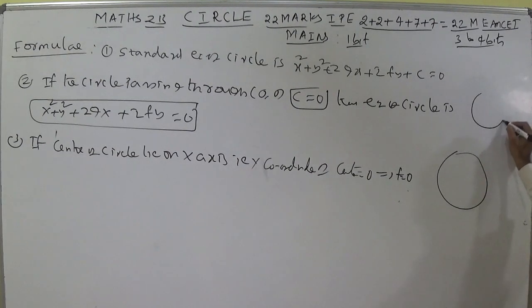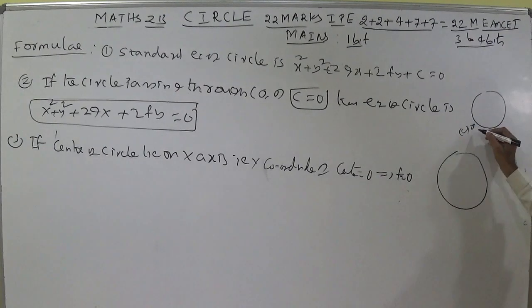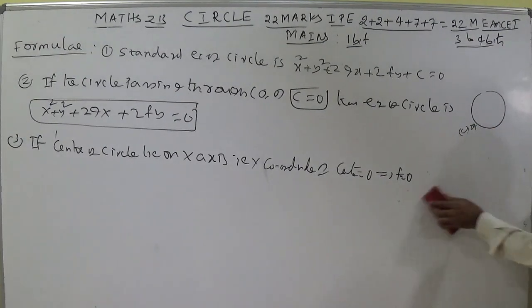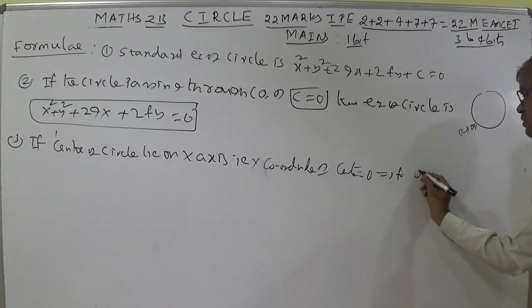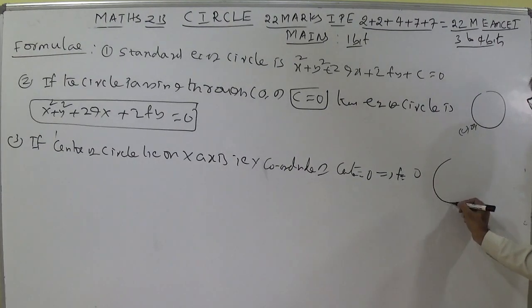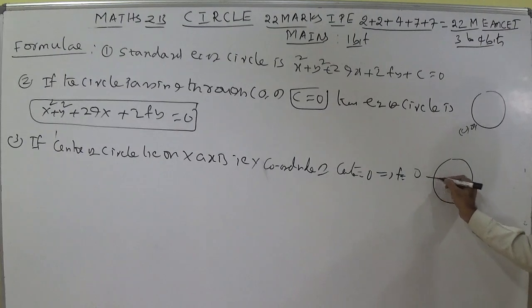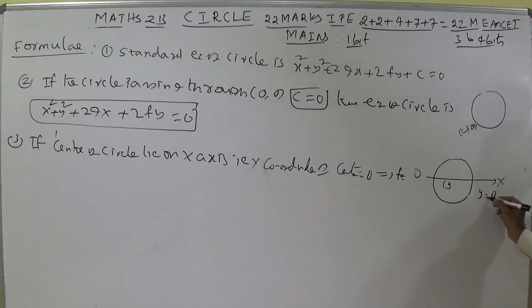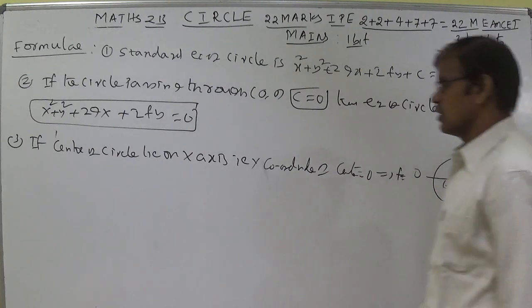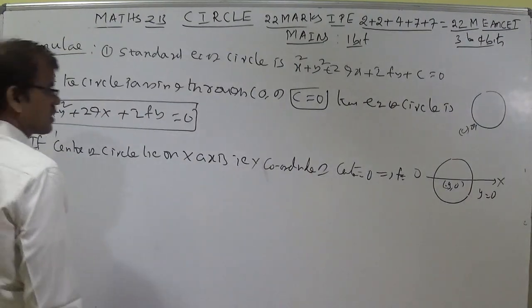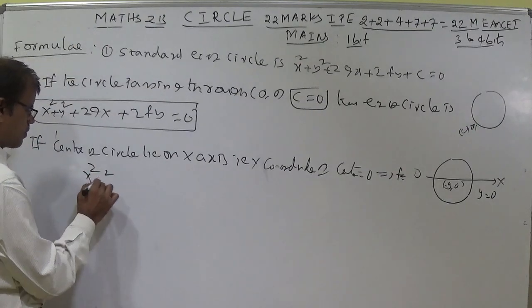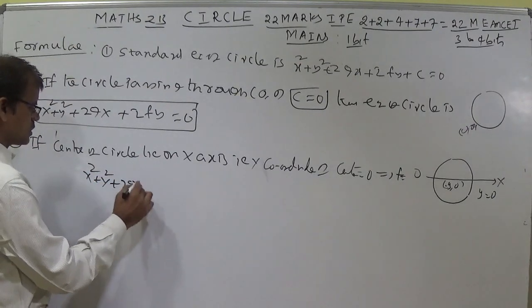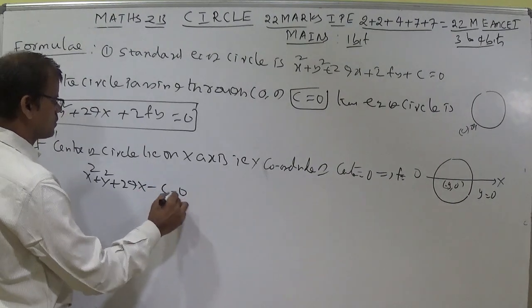This diagram is like this, if the circle is passing through (0, 0). This diagram is if the circle's center lies on the x-axis. This is the x-axis. We know that the equation of the x-axis is y equal to 0. So here you can write (minus g, 0). Then you can write the equation of the circle as x square plus y square plus 2gx plus c equal to 0.